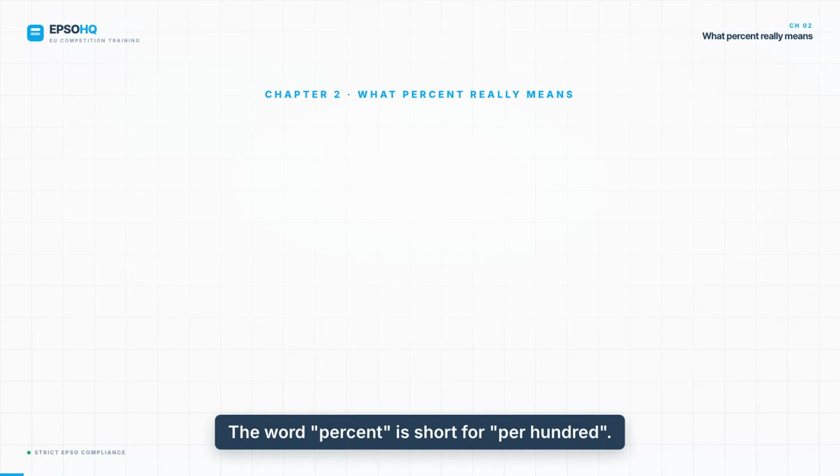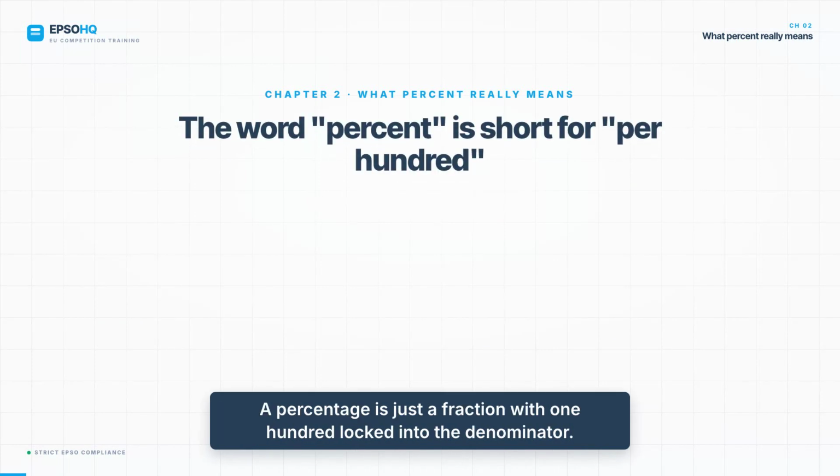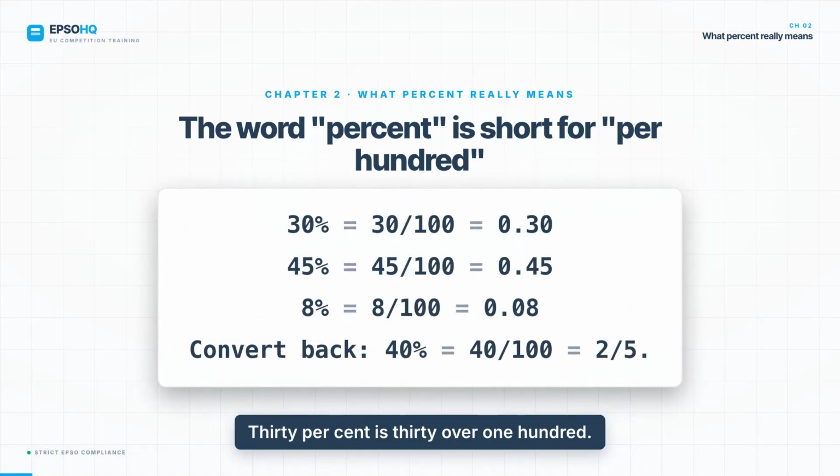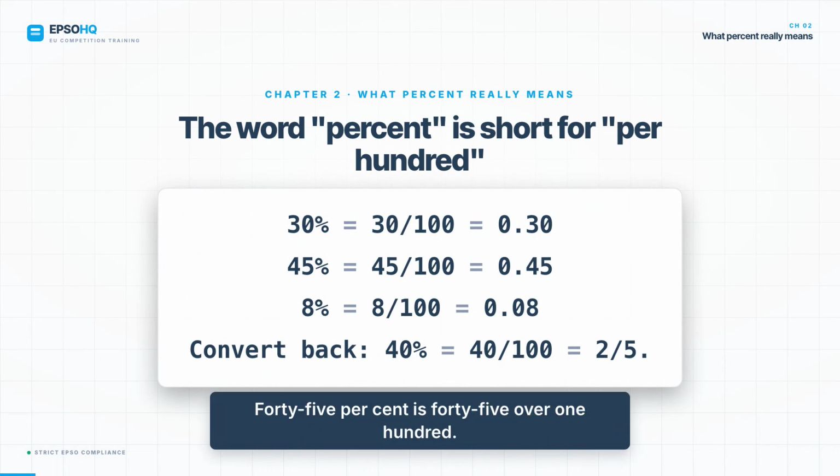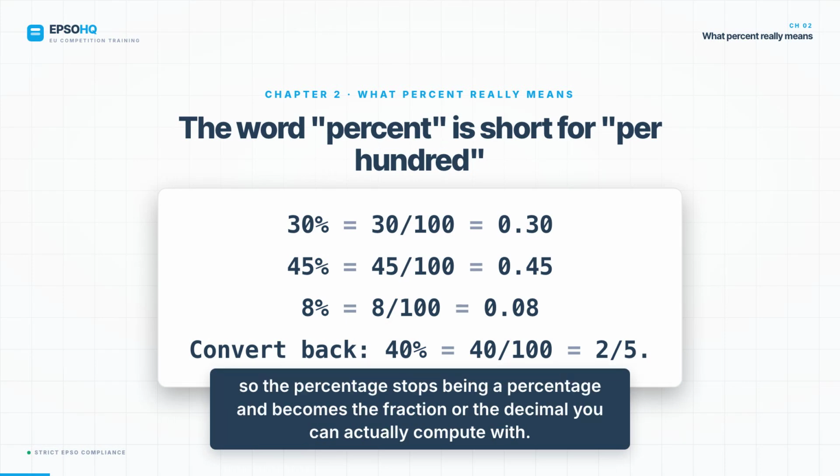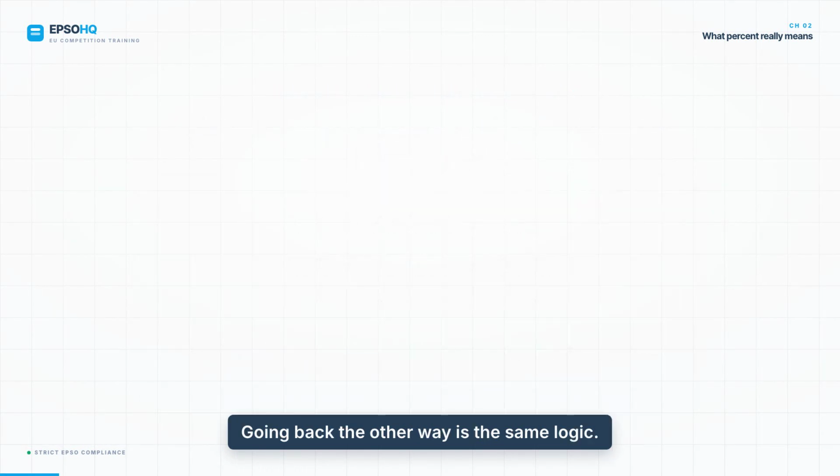The word percent is short for per hundred. A percentage is just a fraction with 100 locked into the denominator. 30% is 30 over 100. 45% is 45 over 100. The trick to fluency is to do the conversion the moment you see the symbol. So the percentage stops being a percentage and becomes the fraction or the decimal you can actually compute with.